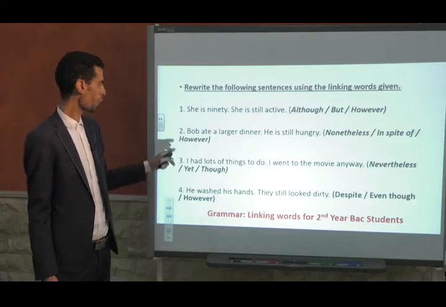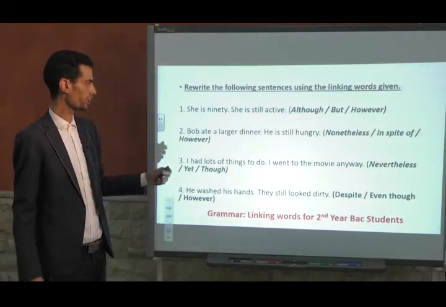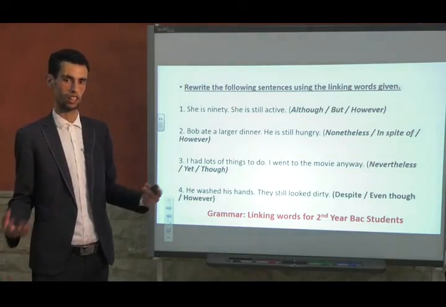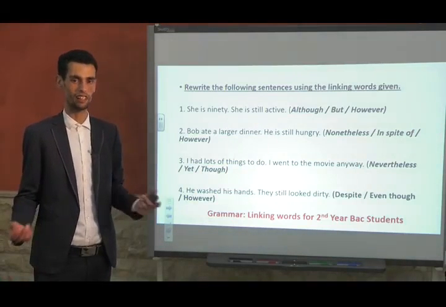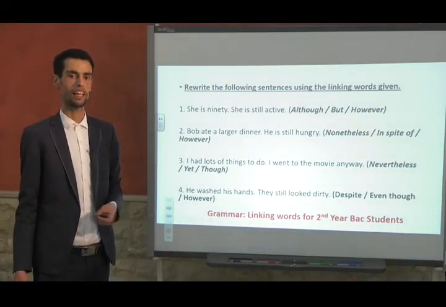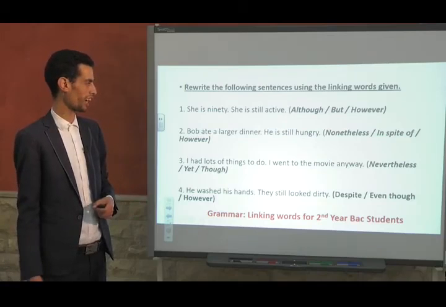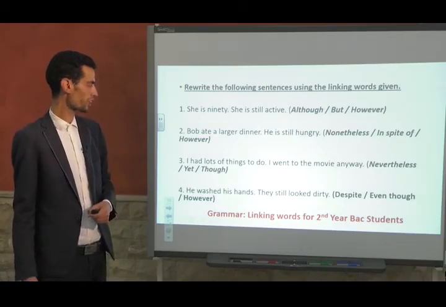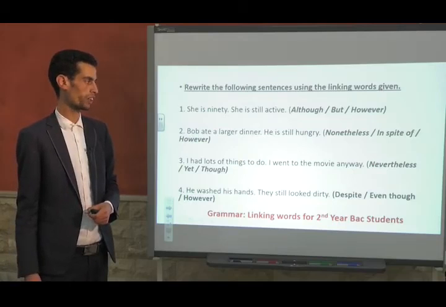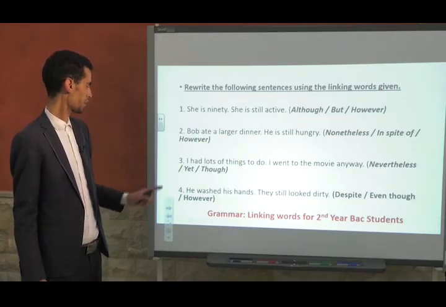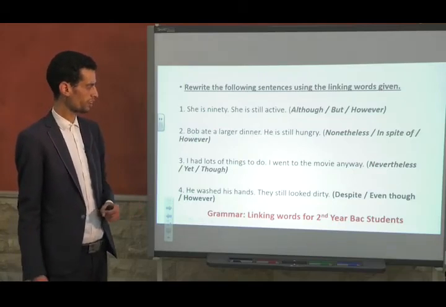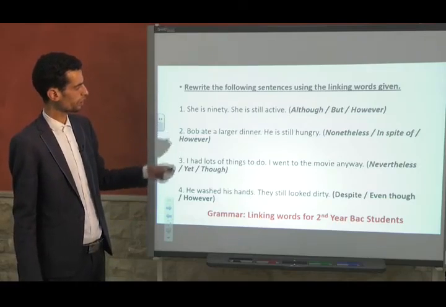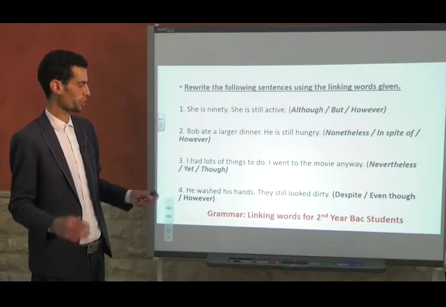Number two: Bob ate a large dinner, he is still hungry. Many people eat a lot, and they always feel hungry. We don't know what happens in their stomachs. Number three: I had lots of things to do. I went to the movie anyway. Number four: he washed his hands. They still look dirty. So they are all linking words that show concession somehow.